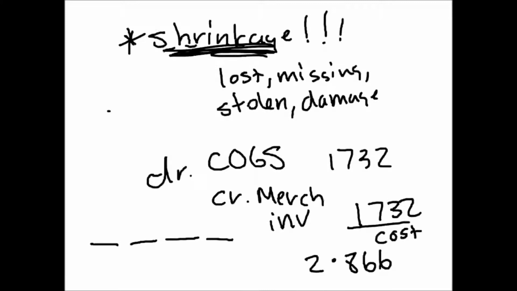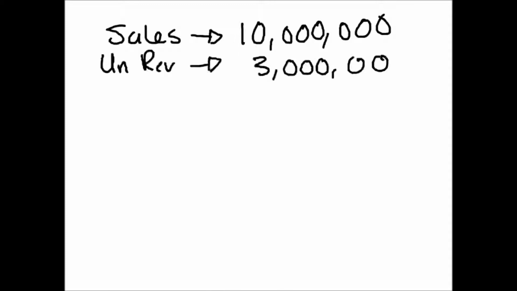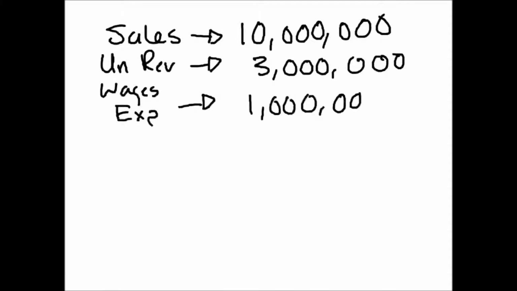Okay. So the ending is going to take forever, so I'm going to make it shorter. I'm going to give you guys numbers to do the ending. For purposes of this problem, let's say our sales is 10 million. I'm making stuff up. Let's say unearned revenue is 3 million. Wages expense is 1 million. Let's say discounts was 2 million.